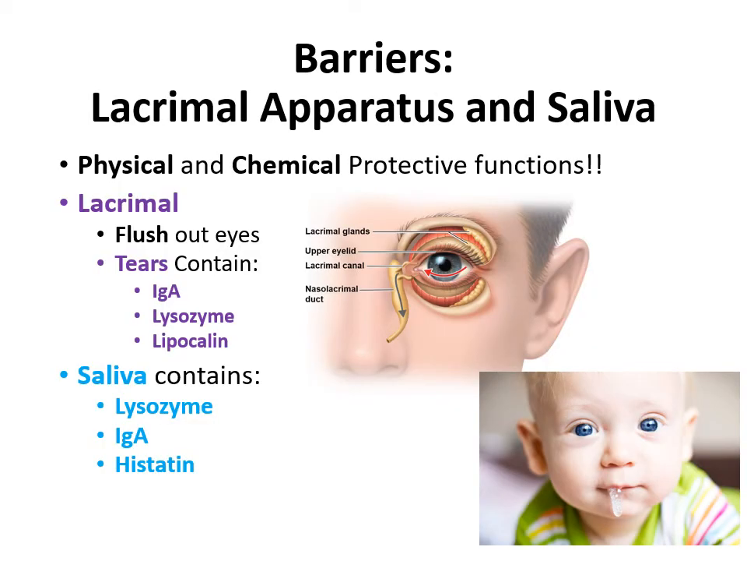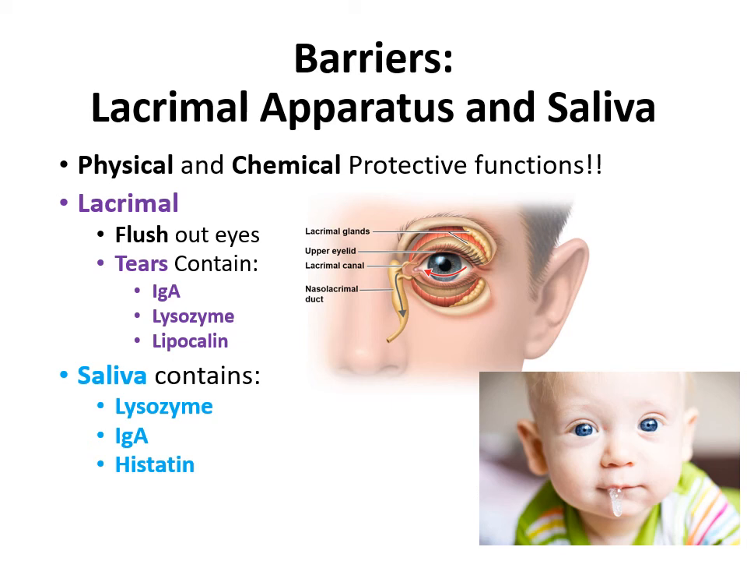Then you have some very important chemical barriers. Now we call the lacrimal apparatus and saliva both physical and chemical protection. The reason why we consider them physical protection is that your lacrimal apparatus, which is a fancy way of saying your tears, okay, your tears and your saliva, they're liquid. And anything on your body or in your body that is liquid has the physical protective function of being able to flush things away or wash away pathogens or microbes.